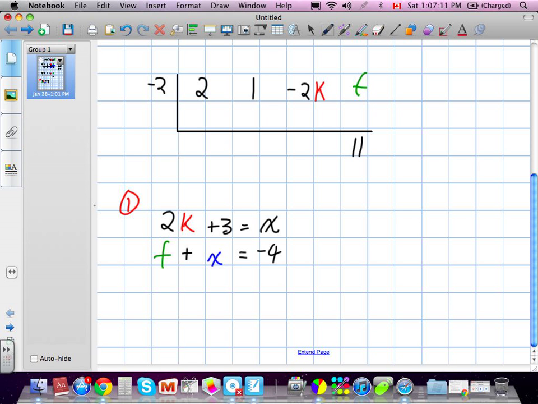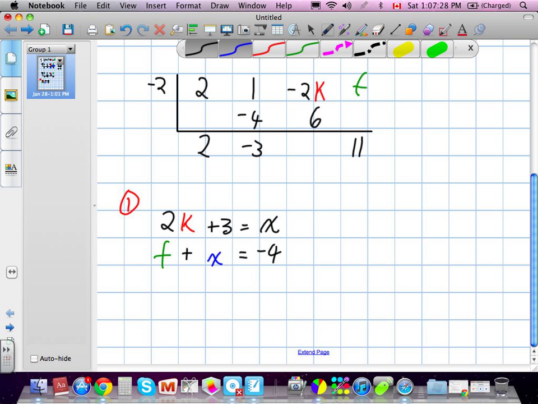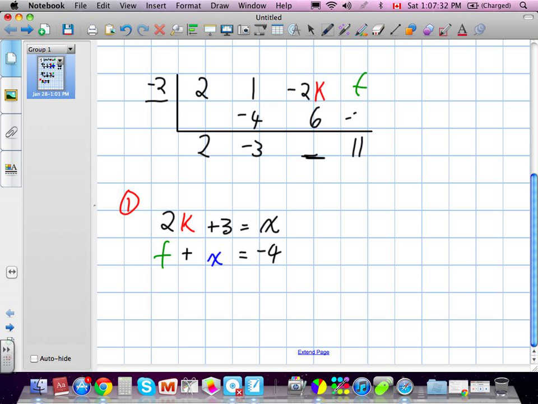So same idea, we bring down the 2. -2 times 2 is -4. When we add that together, we get -3. -3 times -2 gives us +6. Okay, now, this is where it's a little different. We know we're going to have to multiply this value here by our -2. So this value is going to be -2 times, and we'll call this variable y. Okay, so whatever this y is, we have to multiply it by -2.